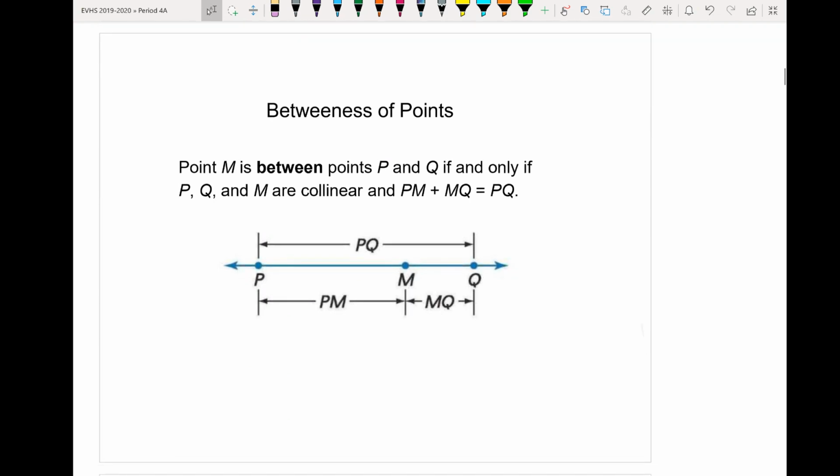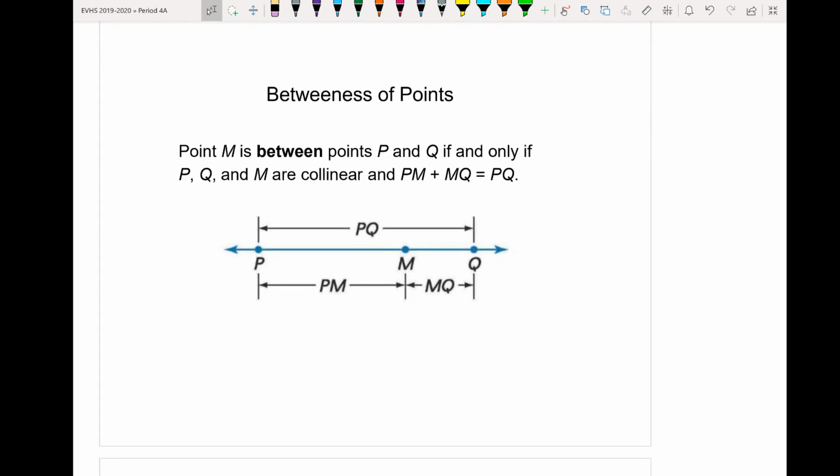Betweenness. When we start talking about between, we're talking about something that lies exactly on the straight line between 2 points. Here, M is between P and Q, and if it was slightly out of the way, like if I had point N right here, N is not between P and Q because you would have to follow 2 different paths to get there.